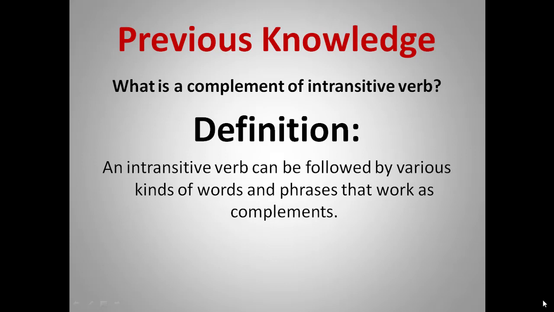You can see here that it is written that an intransitive verb is followed by various kinds of words and phrases. It is not followed by the object. It is the main difference between transitive and intransitive.